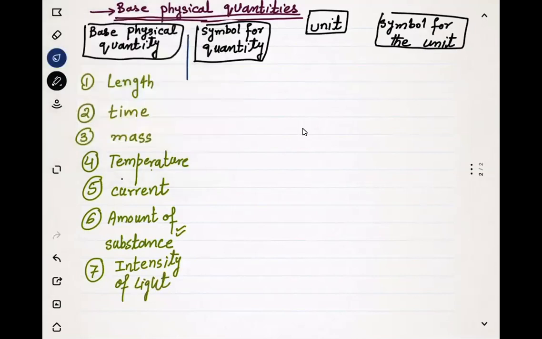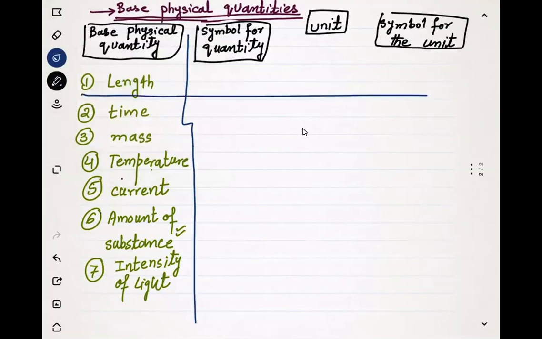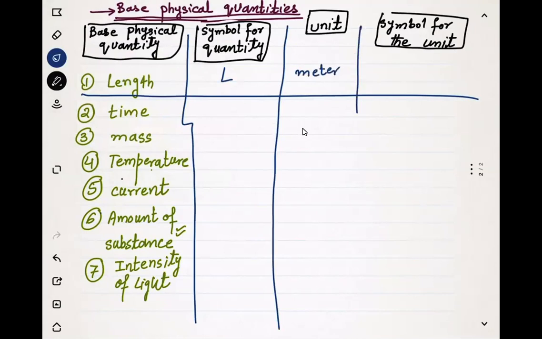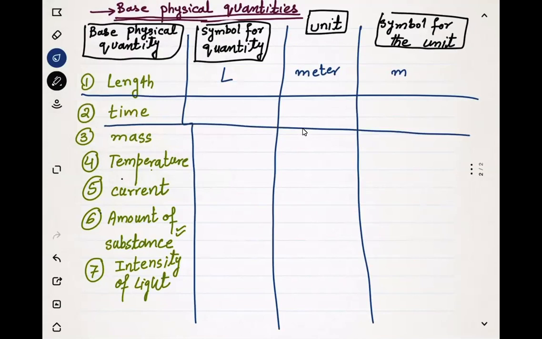Now let's start. Symbol for length is L. Unit for length is meter, and symbol for the unit is m. The second quantity that we have to study is time. Symbol is smaller t. Unit is second, and symbol for the unit is smaller s.